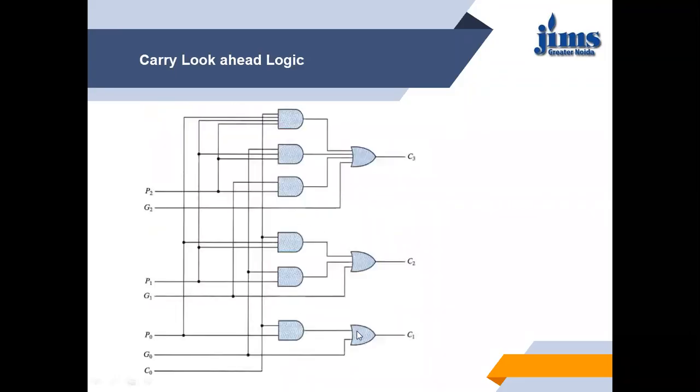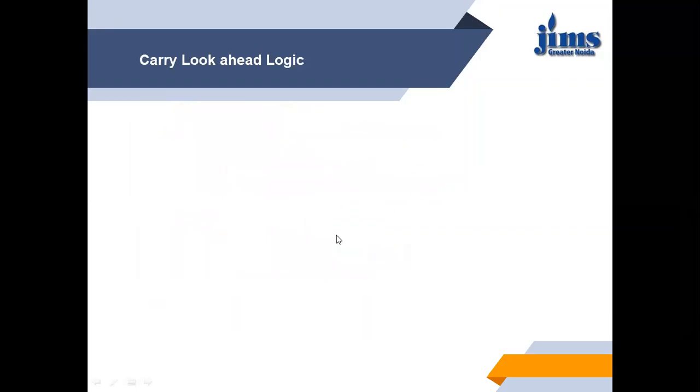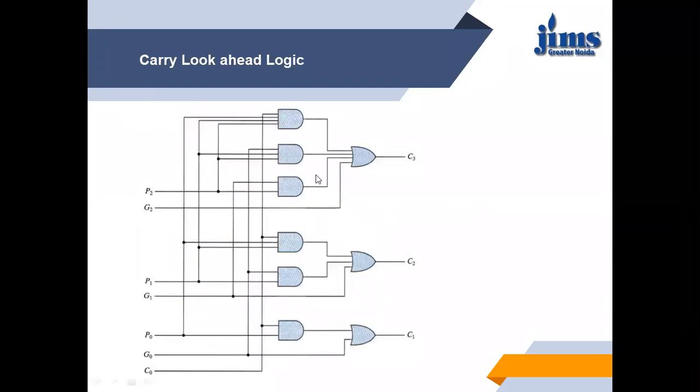So this is what we have generated: C1, C2, C3. We are given C0, P0, G0, P1, G1, P2, G2. These are the values which we have implemented with the gates. So the first gate delay is here, the second gate delay is here. It means exactly we are getting the same carry. All carries will be generated simultaneously with exactly equal gate delay.